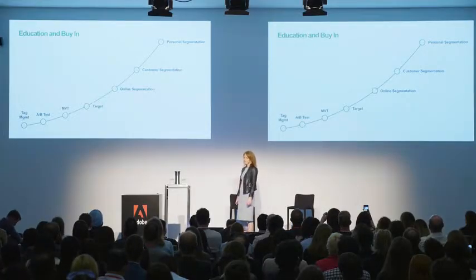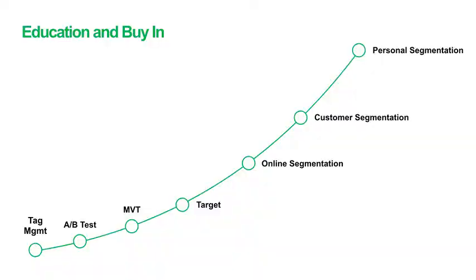So where we started was with education and buy-in. We had a few conversations with different people across the business. We understood what the possibilities were with technology, and we started with a draft roadmap. This here was actually our draft roadmap in 2015, and we've pretty much implemented it that way.